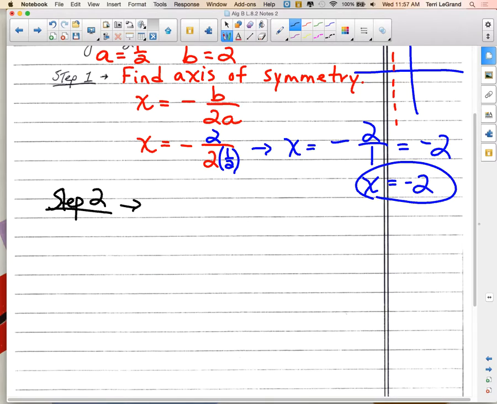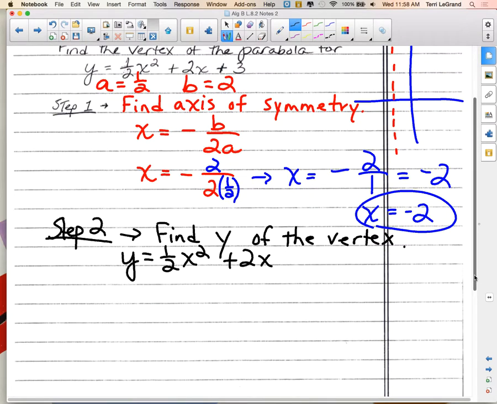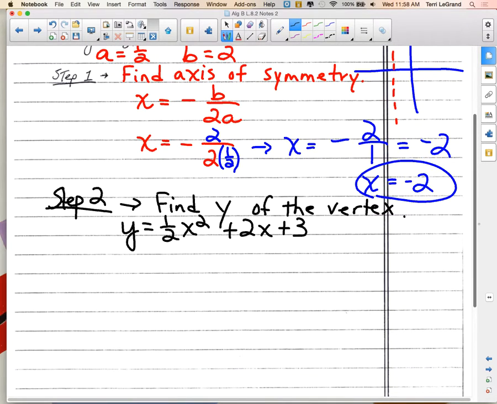Okay. What do we do in step 2? Substitute the x value into the equation, so find the y of the vertex, right? And how we do it is we substitute in to our equation. So we have our equation y equals 1/2 x squared plus 2x plus 3. So we're ready to substitute into that: 1/2 times (-2) squared.